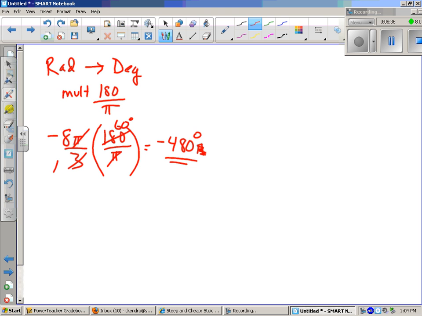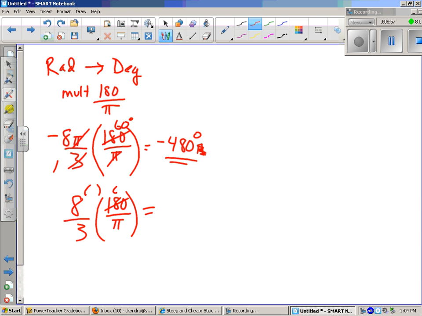Now what throws kids sometimes is if they don't have the pi symbol on there. It's still an angle and it's in radians because it doesn't have the little degree symbol. There is no little degree symbol here. So if there isn't, then it automatically defaults to radians. So you do the exact same thing. It's just not going to come out as neat and tidy.